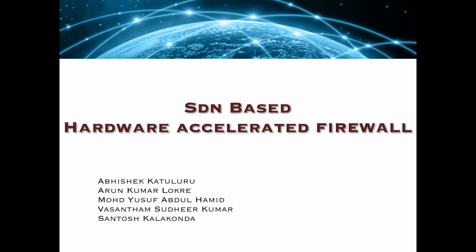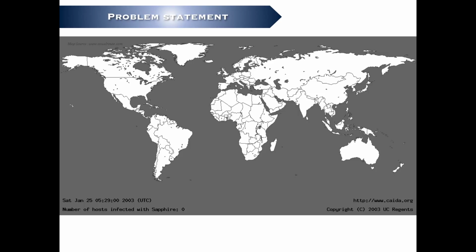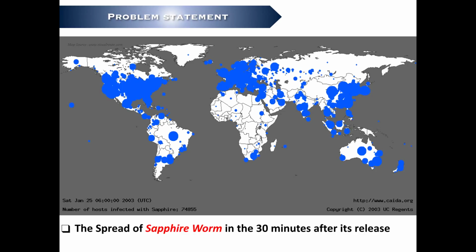So, what is the primary motivation for our product? On Jan 25th, 5:30 a.m., there was a computer worm which got released into the web, and it's called Sapphire. The Sapphire spread to 5 continents within 30 minutes and affected more than 75,000 hosts. One unique feature of Sapphire was that it could spread at line speed.